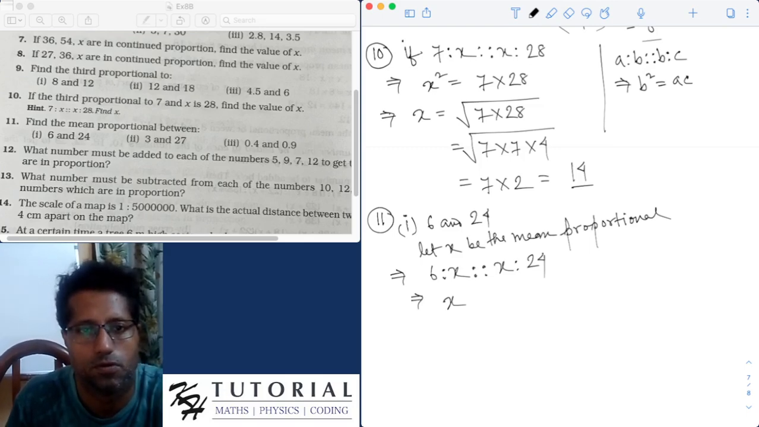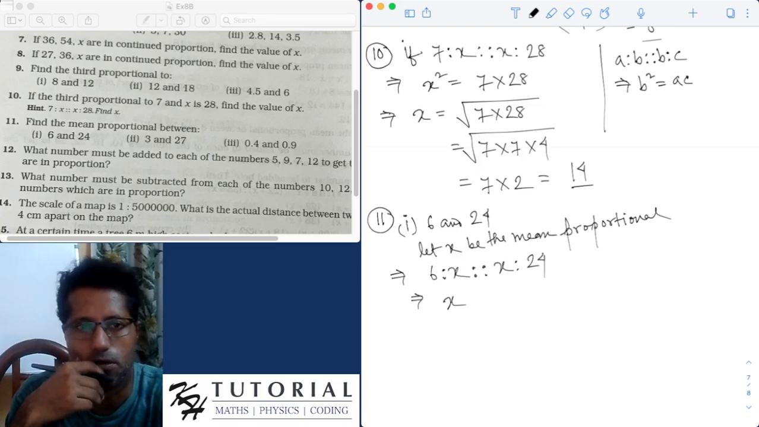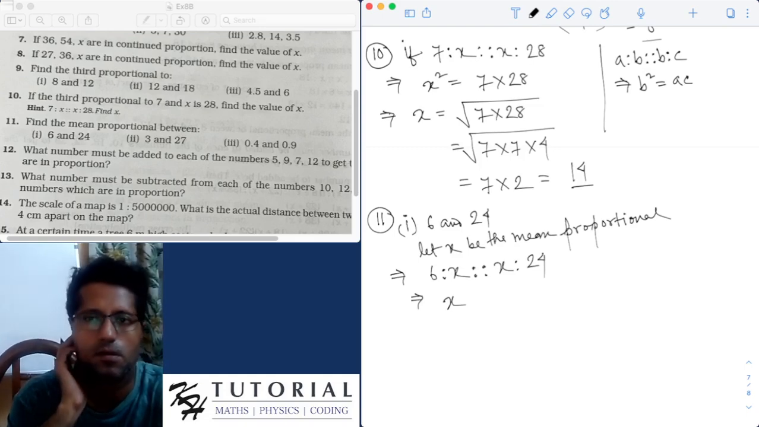Find the mean proportional between x and 24. If the third proportional to 7 and x is 28, find the value of x. The third proportional to 7 and x is 28. That means the third proportional is C. Okay.